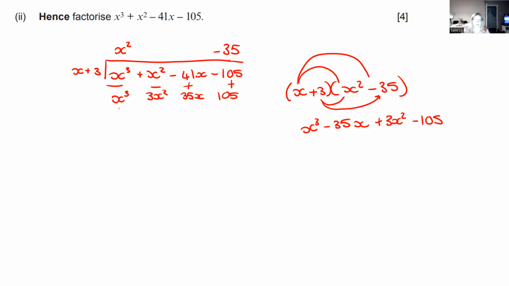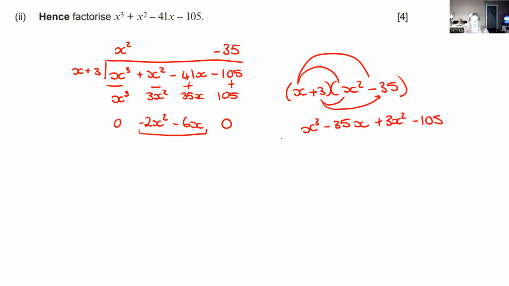So these x cubed, take away x cubed, is going to give me 0. X squared, take away minus 3x squared, is going to give me minus 2x squared. Minus 41x plus 85 is going to give me minus 6x squared, minus 6x. And this again is going to give me 0. Now, where I'm left with this, I know that x plus 3 is a factor because what I've done essentially is times by x plus 3. So to find that middle value, what I'm now going to do is divide by x plus 3.